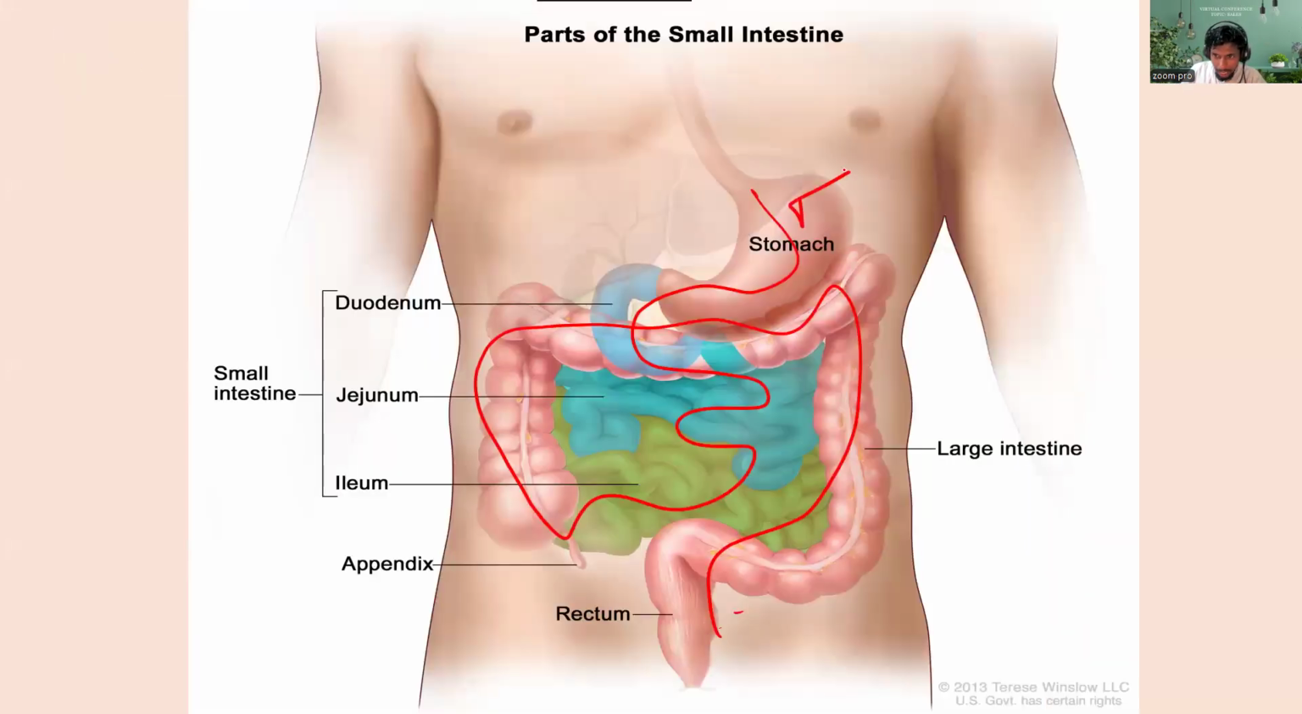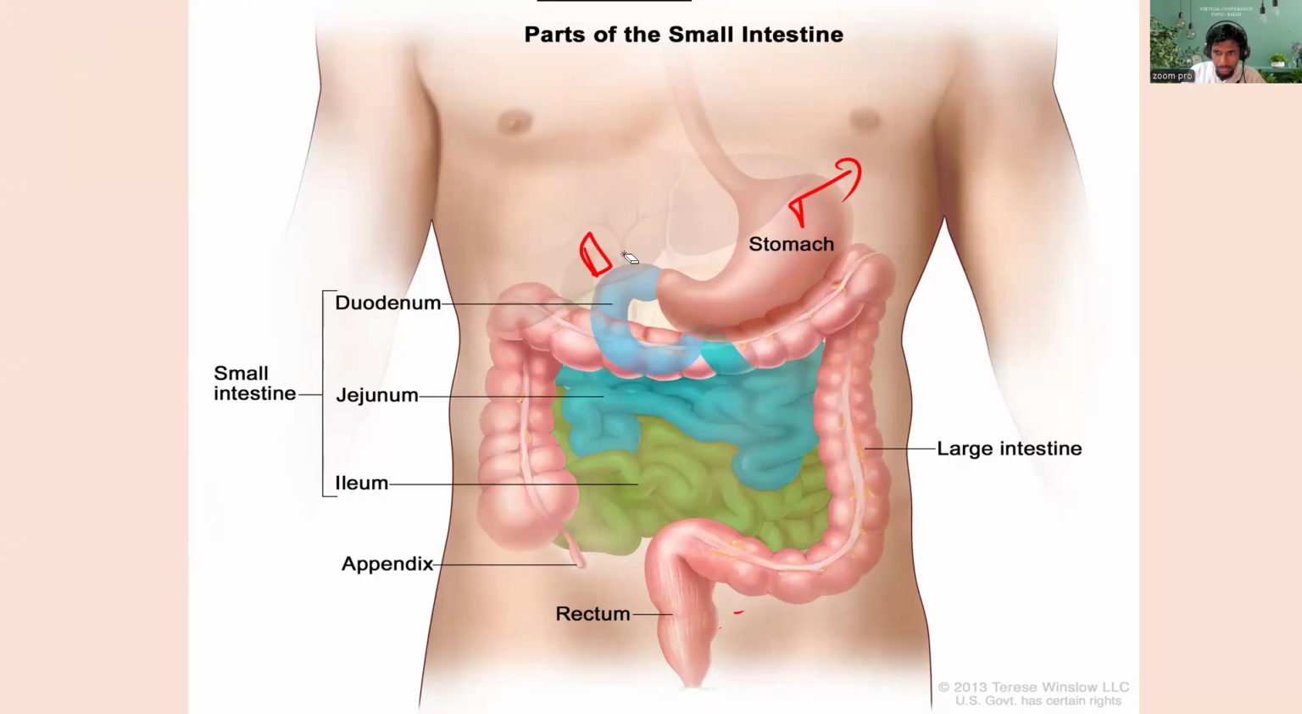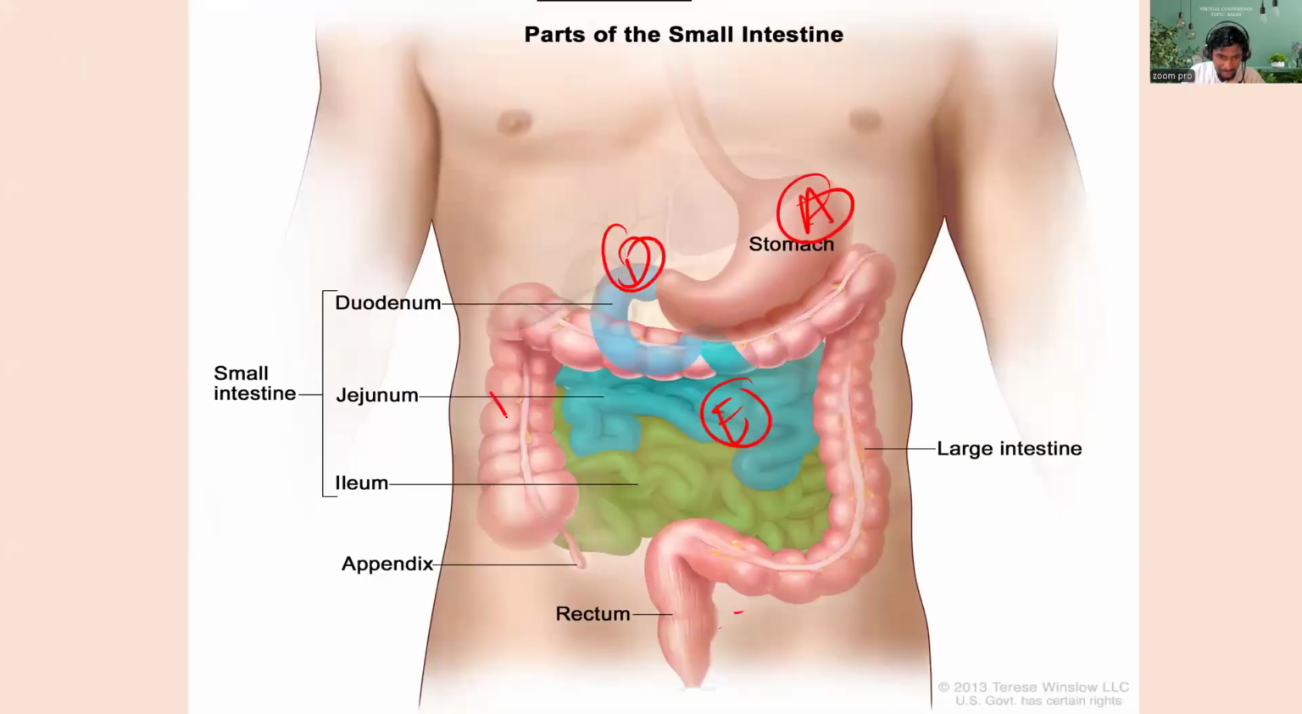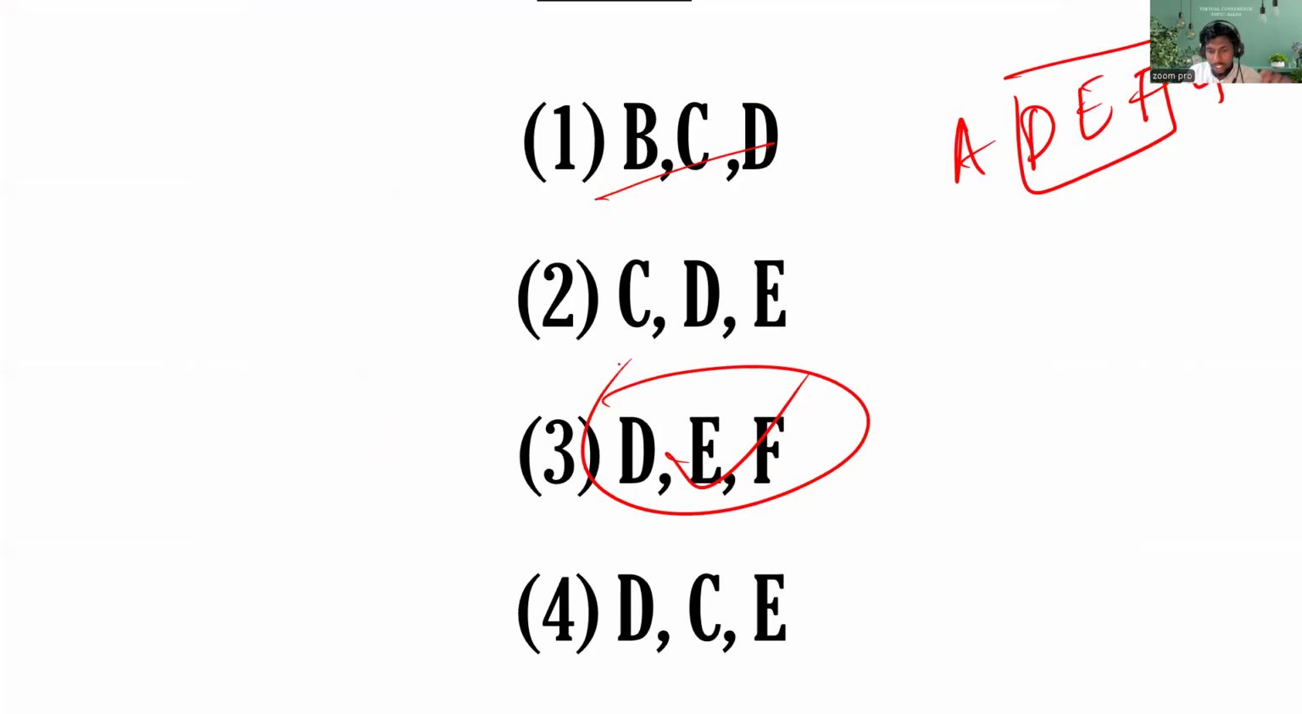Stomach A and the duodenum, that is D, and the small intestine and large intestine, finally the anus. So according to the image, stomach is A and this is D and this is E, right? We'll check. Yes, E and F. The large intestine, that is F, and this is G. So A, D, E, F, G. So D, E, F is the answer for that question.